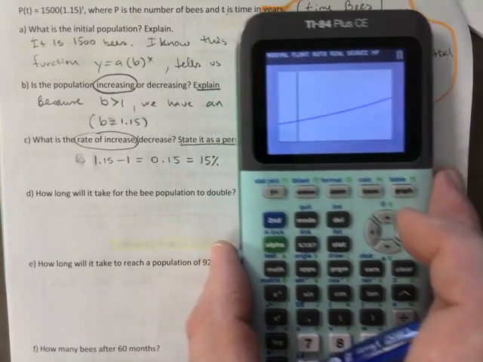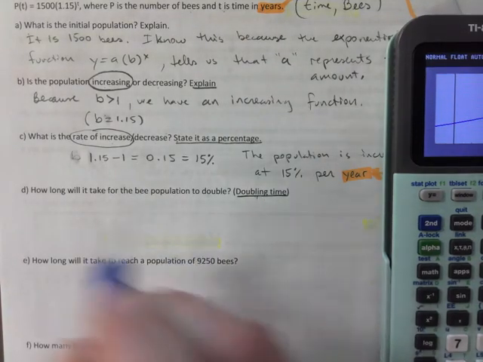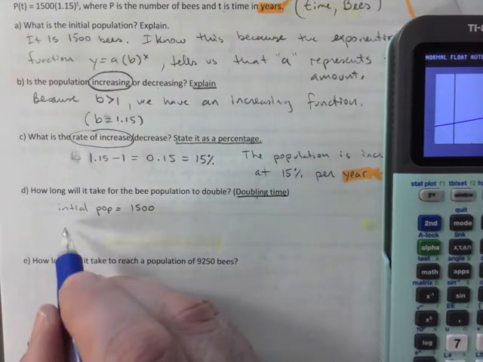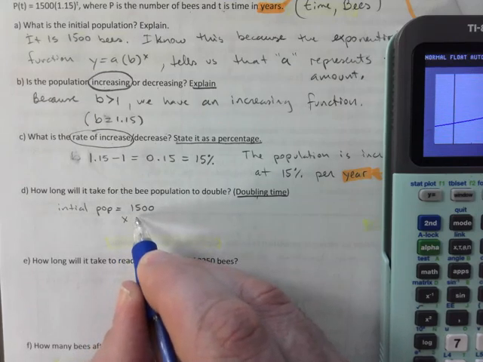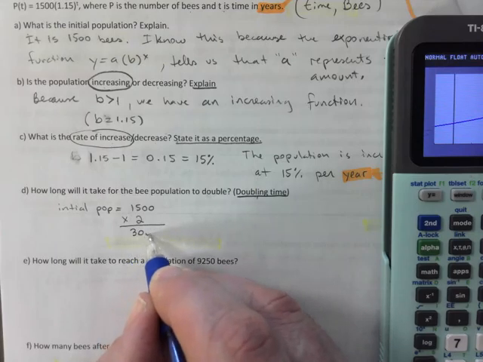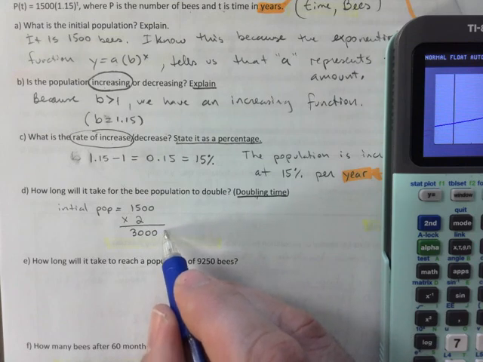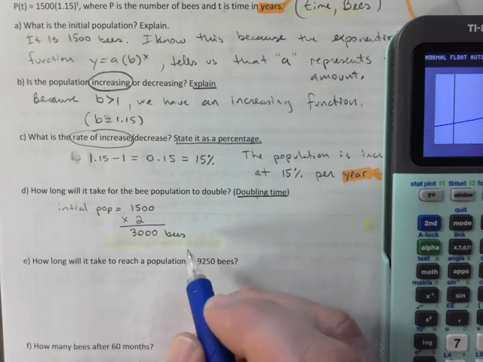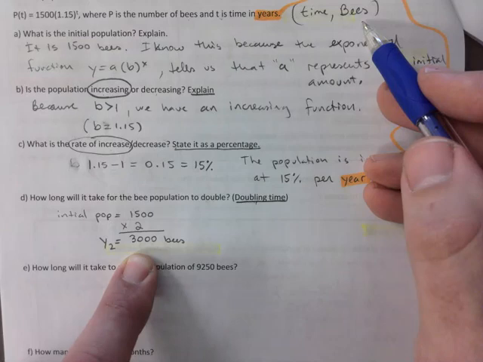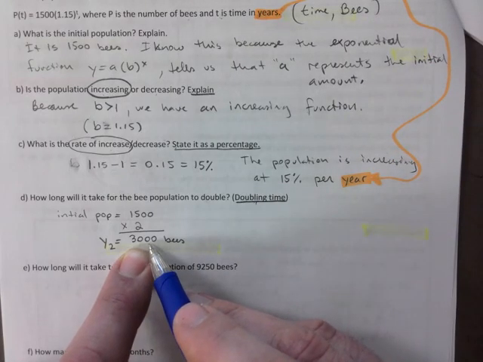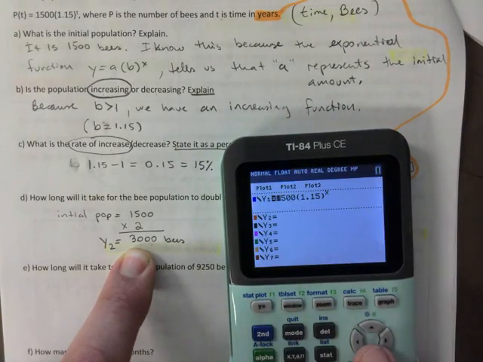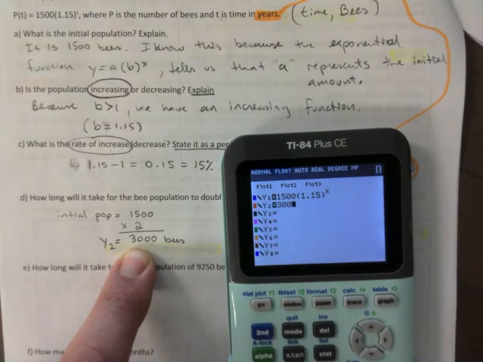Okay? So watch this, folks. When you want doubling time, you say this: initial population is 1500, correct? You want to double this. You want to say, how long would it take to double the initial population? So you're wondering, if you have 3,000 bees, how long would that take? So you let y2 equal 3,000 bees. Because remember, bees is my y variable. And you're going to find out how long it takes to get from 1,500 to 3,000, which is the doubling time. So go to your y equals, let y2 equal 3,000.